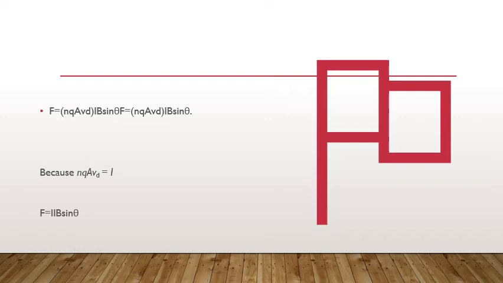So for the current carrying wire, the force can be written as N Q A V_d I B sin theta. This can be written as, we have used N the charge density, A is the area and L is the length of wire.